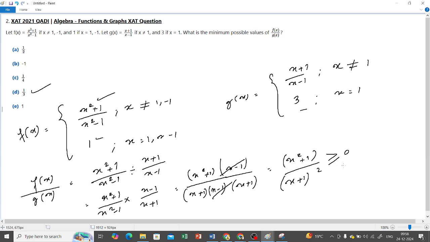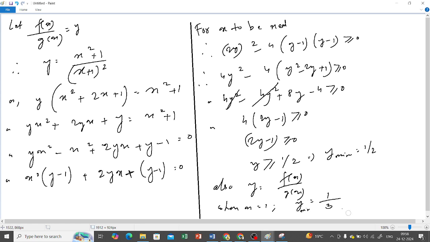So I divide it and I get this. This expression is of course greater than or equal to 0. It will never be less than 0, so it is positive. Now I took f(x)/g(x) as y, so y equals (x² + 1)/(x + 1)². I cross multiply, expand, and this becomes a quadratic equation. Now for x to be real, the discriminant has to be greater than or equal to 0, so b² − 4ac has to be greater than or equal to 0. Now (y − 1)² is going to be a² − 2ab + b². So open the bracket, cut it out. From here I get y is greater than or equal to half, so y minimum is half.